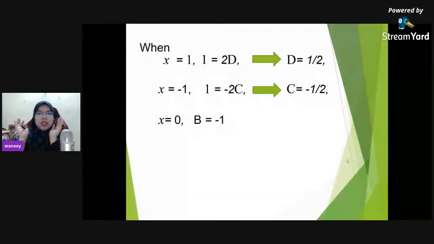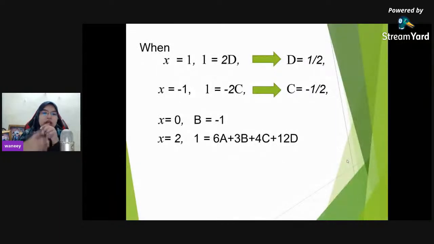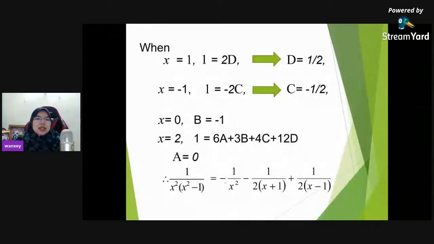So choose any other number because we need to calculate what is the value of a. So in this case, we simply substitute with x equal to 2. So we are going to get a polynomial. When we substitute the value of x equal to 2, we get 6a plus 3b plus 4c plus 12d. And then you simply substitute the value of b, c and d because we want to calculate the value of a. And then you can easily see that the value of a is actually equal to 0. Therefore, since a is 0, we don't have anything over x, so you simply start with b. So -1 over x squared. So this is b over x squared. And then plus c over x plus 1 plus d over x minus 1. Okay, so c over x plus 1, so -half over x plus 1, plus half over x minus 1. So that is the fraction.